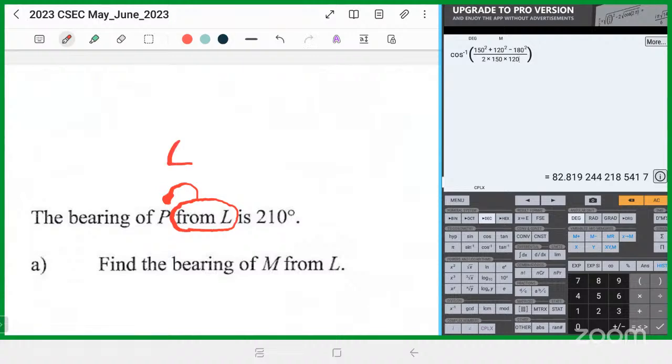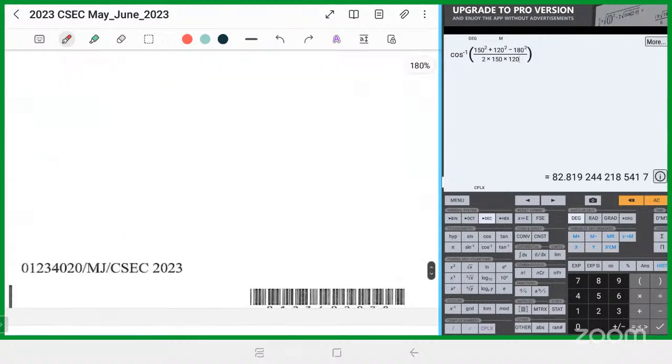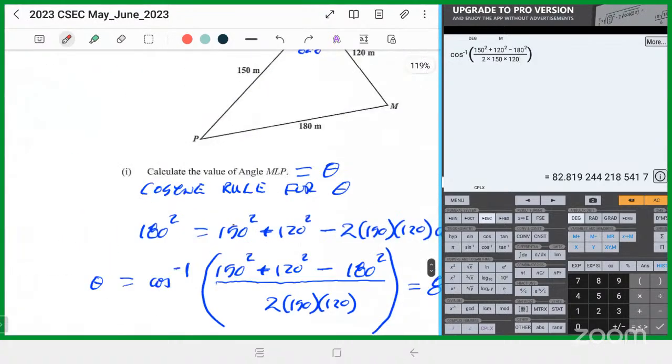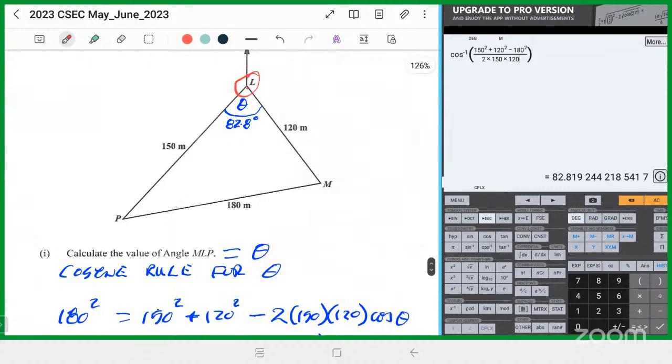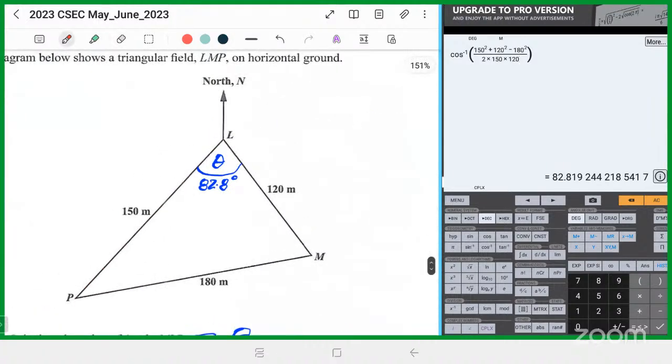That's L to P we're talking about. The bearing is 210 degrees. The line from L to P is in this direction. Remember, bearing is just a direction. L to P. All right, let's put it on the diagram. So it's L down to P we're talking about. This direction is 210 degrees in bearing. The angle is measured at the front position, which is L right here.